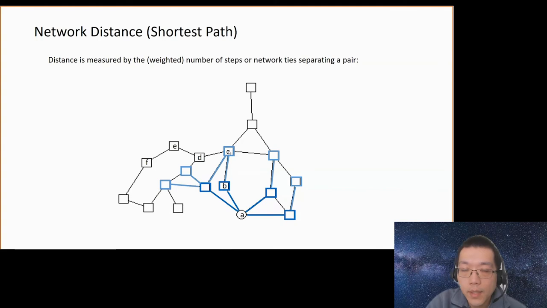But if you consider how C can get to A in the network, there are actually multiple paths C can go through. But when we're counting network distance, we're only counting the distance of the shortest path. So how can C get to A by the minimum number of steps? In this case, C can get to A in a minimum of 2 steps. And then again, orange nodes have a network distance of 3 to A. All the pink nodes have a network distance of 4 to A. And finally, F is furthest away from A with a network distance of 5.